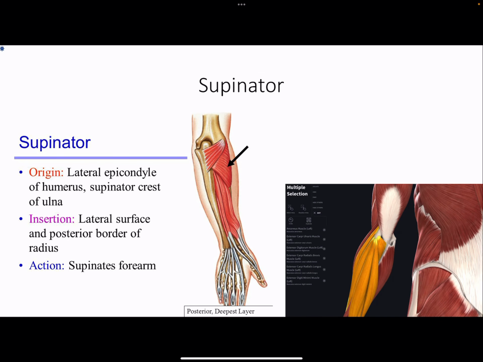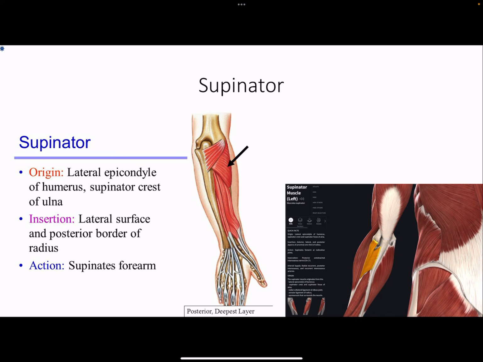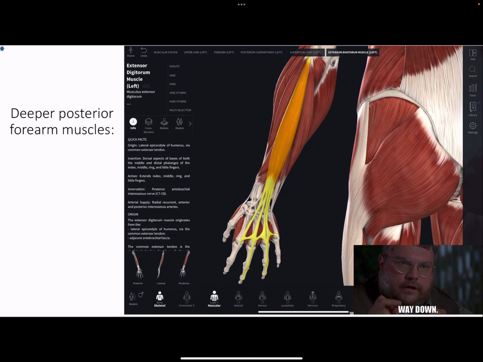Supinator, if we look at this, we see that it's connecting the ulna to the radius, so that's always going to be supination and pronation. So let's take a look at this. Let's go a little deeper. Here we go, connecting the ulna and the radius together. So let's go a little bit deeper. Take a look.